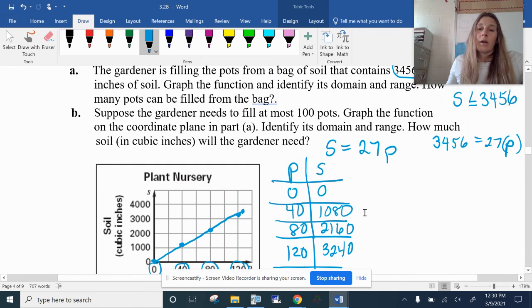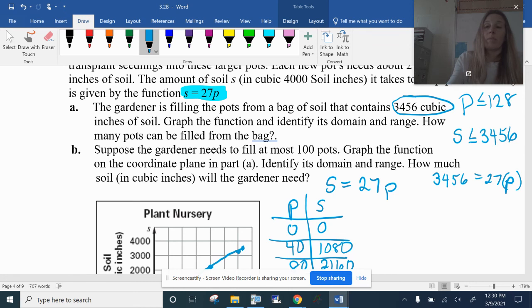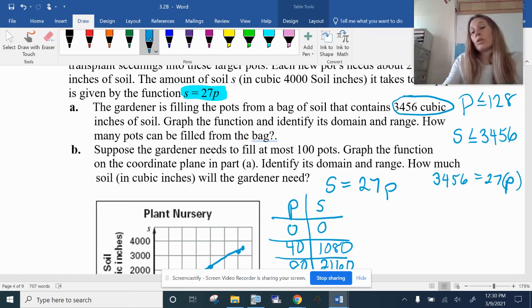Okay, then it said identify the domain and the range, which we did already over here, but we didn't put in the zeros, which we would have to do because you can't have a negative soil or a negative number of pots. So that's our domain and our range.